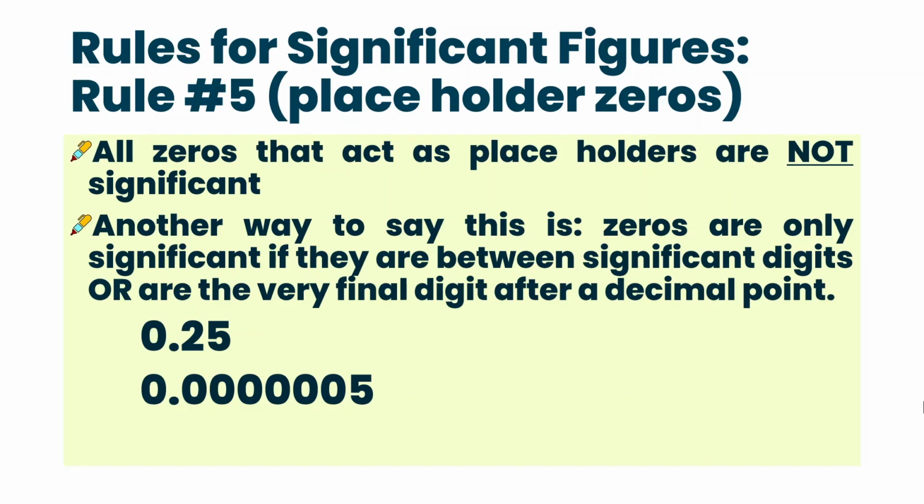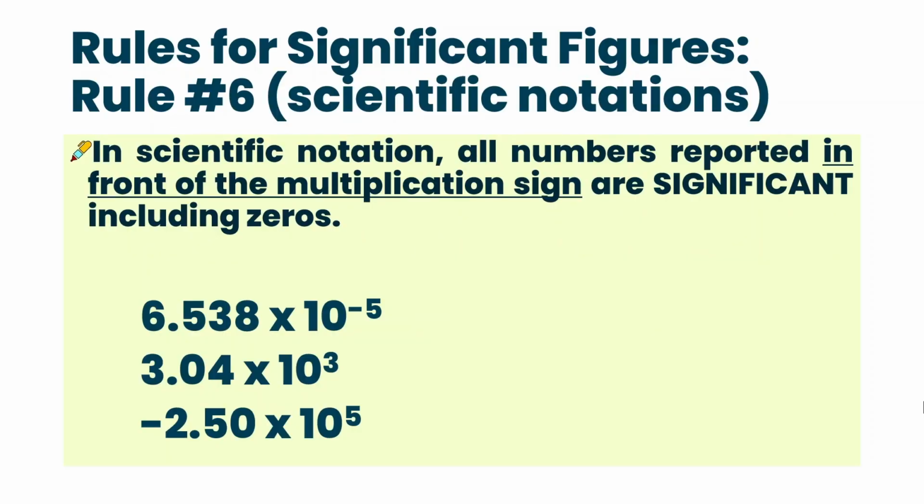So, in rule number 4, if you recall, 5,000 has only one significant figure. But how do we express it in a way that it would really become 5,000? In mathematics and in science, we have to use scientific notation in order for all of the zeros to be accounted for. In scientific notation, we've learned this in our previous lesson, all numbers reported in front of the multiplication sign are significant, including the zeros in front of the multiplication sign. So you can just disregard the times 10 raised to a power.